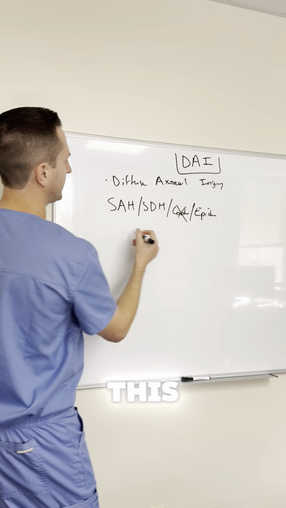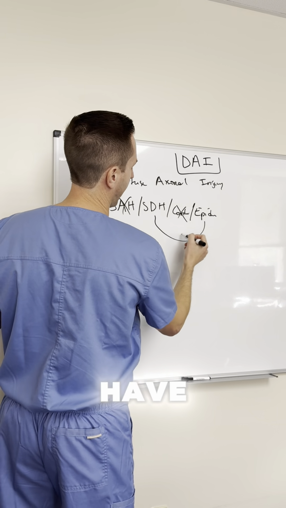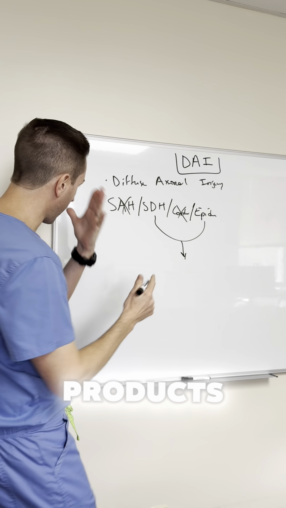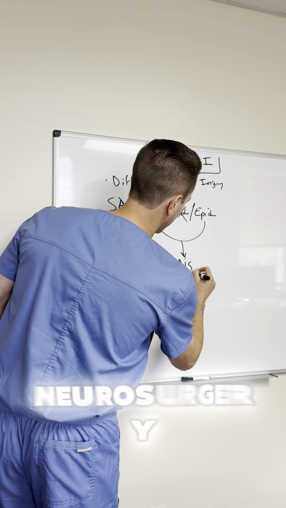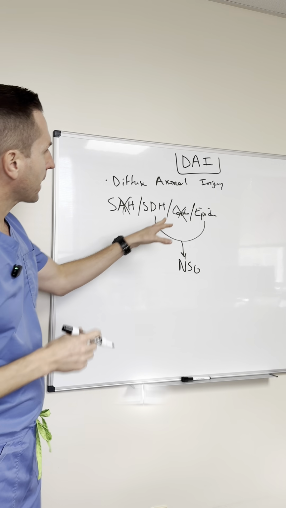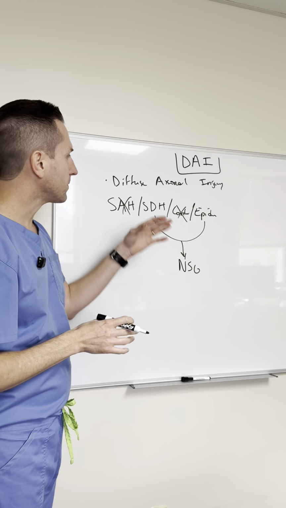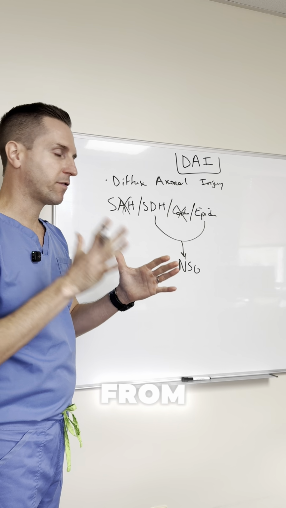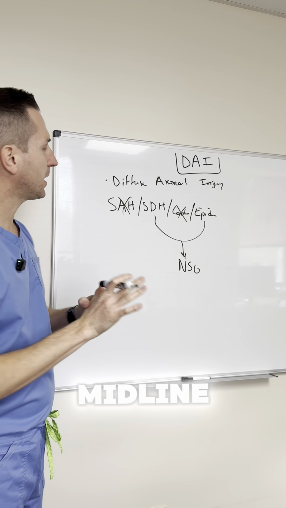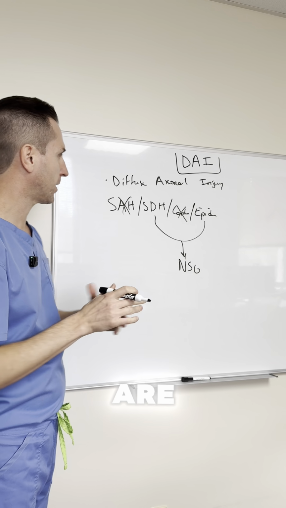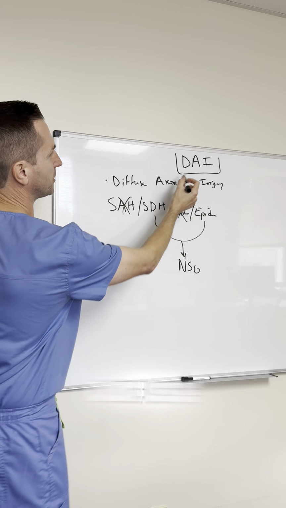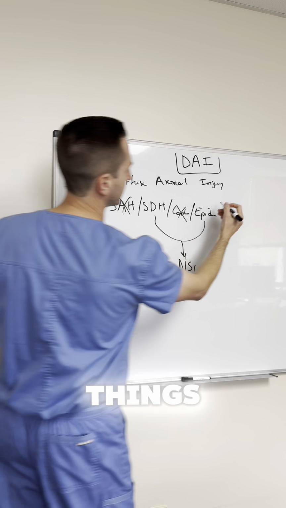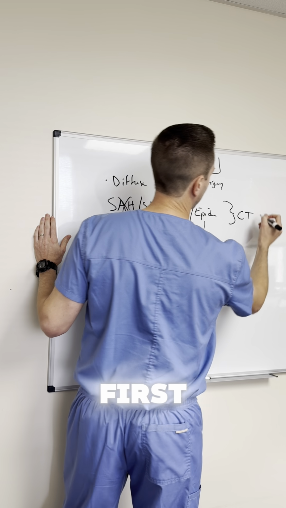So aside from this and this, these two have actual mass lesions or blood products that our neurosurgery colleagues can go after and evacuate and really help the patient out if they have brain compression from that, meaning a midline shift. And a midline shift greater than 5 is when we are extremely concerned. But diffuse axonal injury is a little bit different. And so all of these things, we always get CT first.